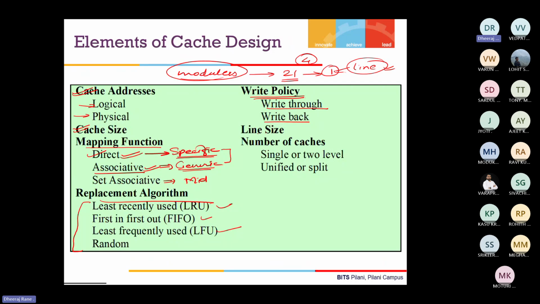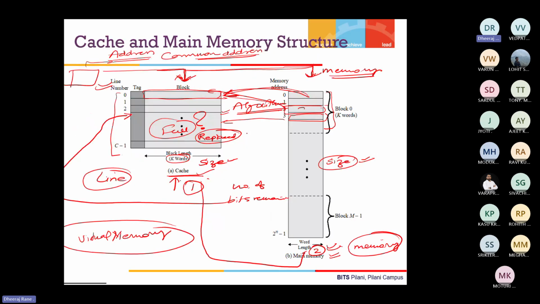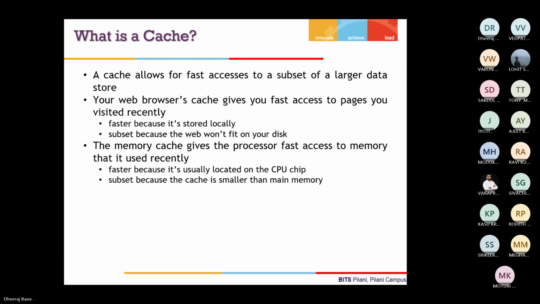Okay. So size can vary, but what exactly will be the line size? So the line numbers and all, making a decision on this will be the line size we will see, and the number of caches. So single, two level, unified or split. So right now we can see that nowadays we are using three levels of cache. So how are things being handled when we are having three levels of cache, right?